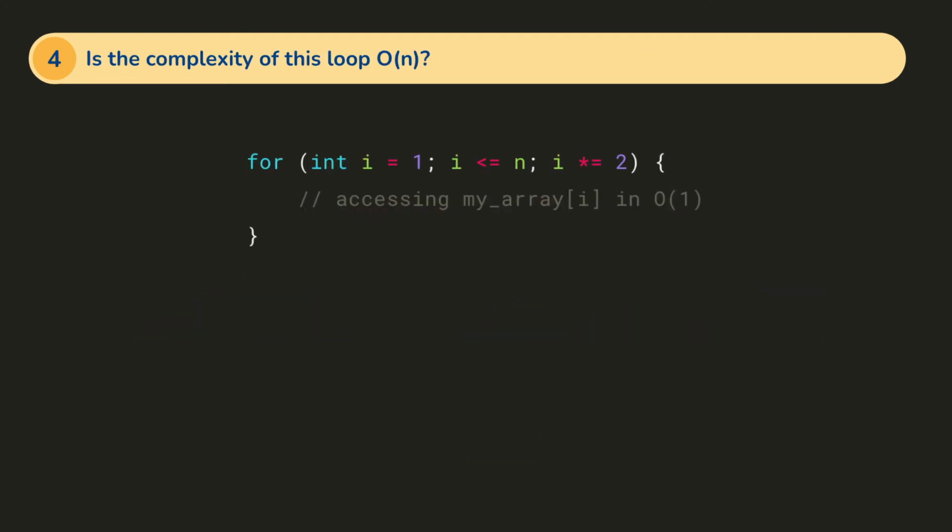Drop a comment with your idea and I will give you a like if your solution uses fewer than n steps. In this problem, you are given a for loop that executes some constant time instructions. Is the complexity of this loop big O n or not? Pause the video before the hint.